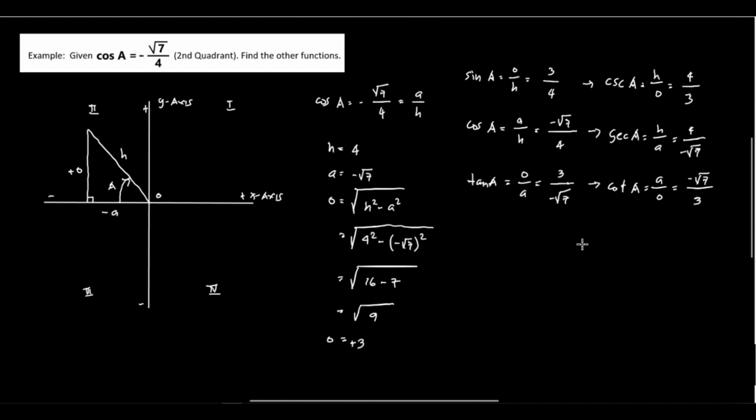So the remaining values of the functions are: sine A is 3 over 4, cosine A, which is given, is negative square root of 7 all over 4, tangent A is 3 all over negative square root of 7, cosecant A is 4 over 3, secant A is 4 over negative square root of 7, and cotangent A is negative square root of 7 all over 3. So these are the values of all trigonometric functions.